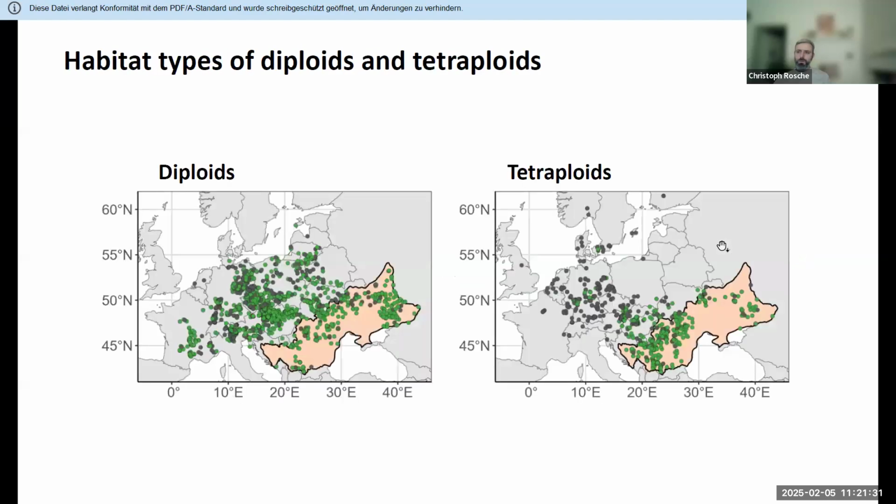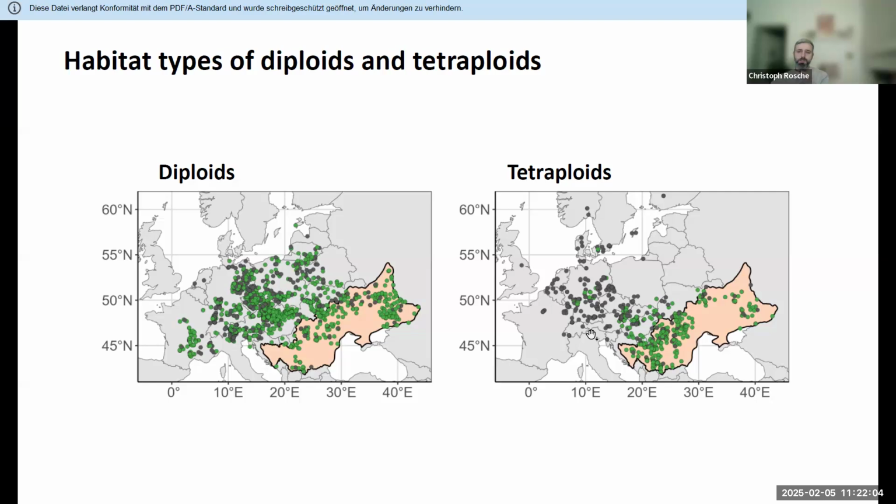We also analyzed how ruderal, gray, and natural habitat types, green, differ between the cytotypes for diploids and tetraploids. So on the left, you can see the distribution for diploids, on the right for tetraploids. And for diploids, we observe similar distributions between Central Europe and Southeastern Europe. In contrast, for tetraploids, we see a clear spatial pattern. Natural habitats are far more common in the native than in the expanded range.